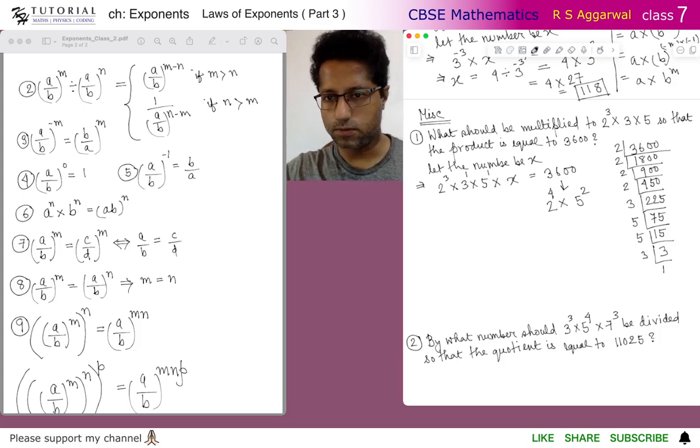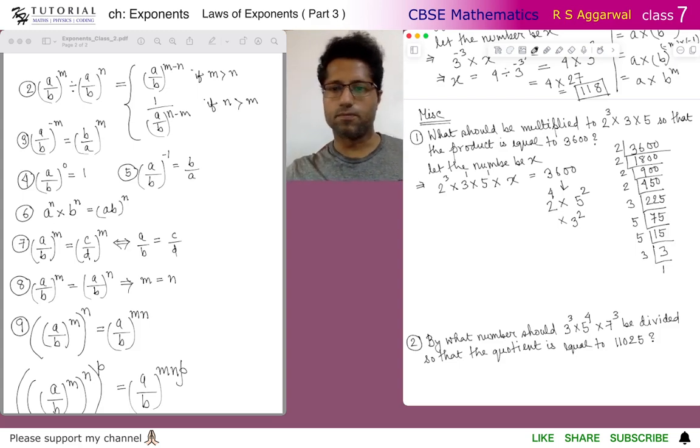3 is 2 times. Okay. So this is the prime factorization of 3600. Now on the left hand side, we have 2 cube into 3 into 5.